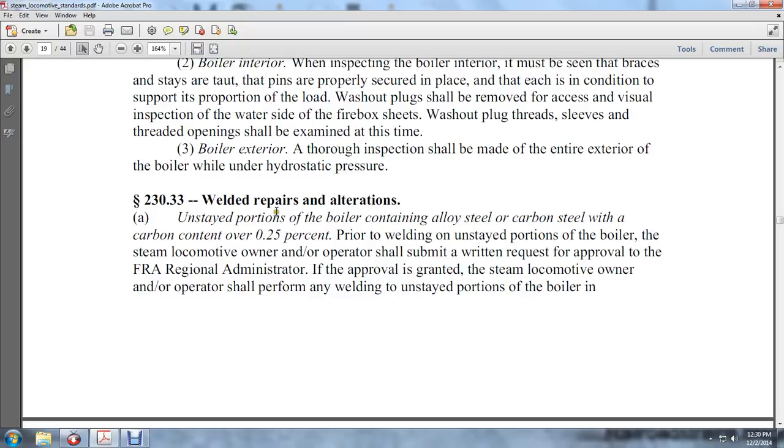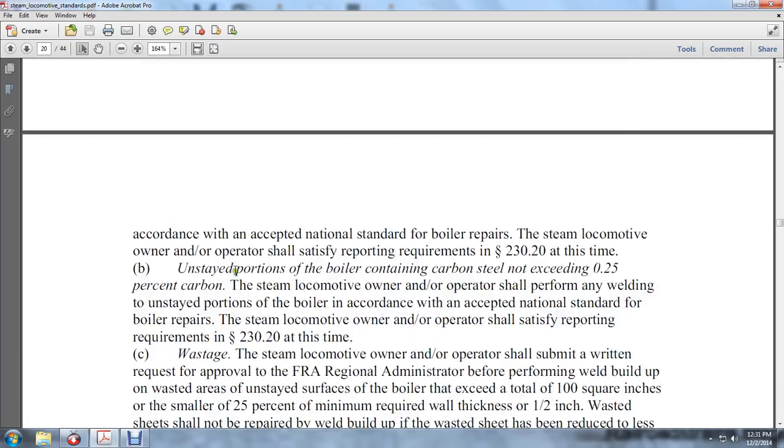230-33: unstayed portion of the boiler containing alloy steels, carbon steels with the carbon content over 0.25%. Prior to welding the unstayed portion of the boiler, the steam locomotive owner or operator should submit the written request for approval to the FRA Regional Administrator. If approval is granted, the steam locomotive owner and or operator perform the welding on the unstayed portions of the boiler in accordance with the accepted national standards for boiler repairs. The steam locomotive owner and operator shall report.